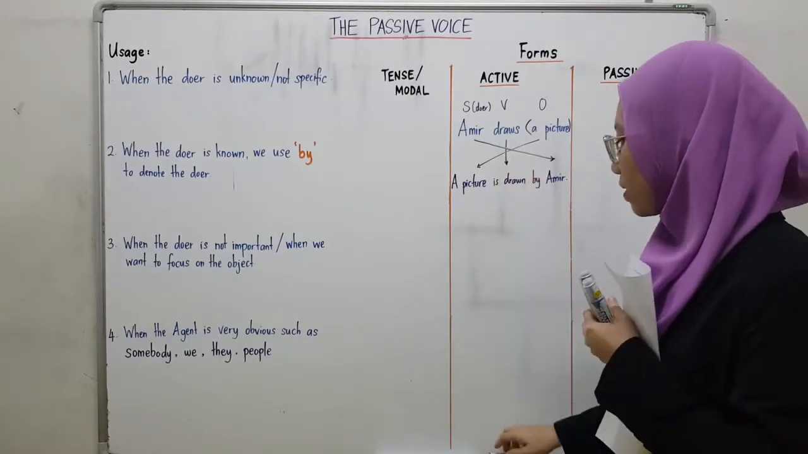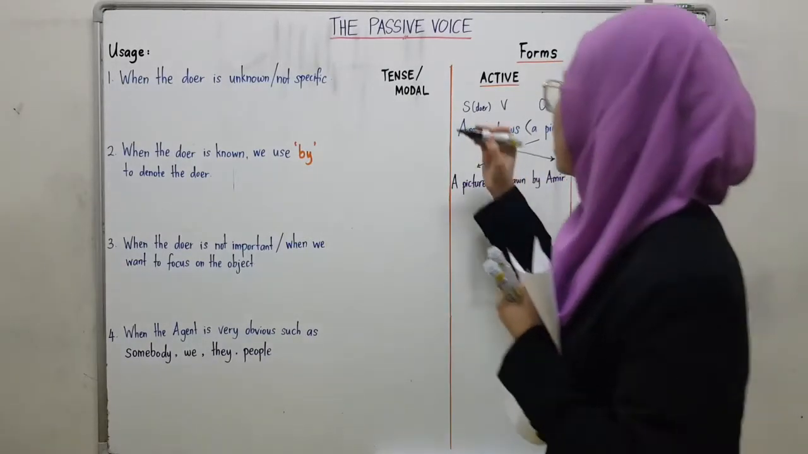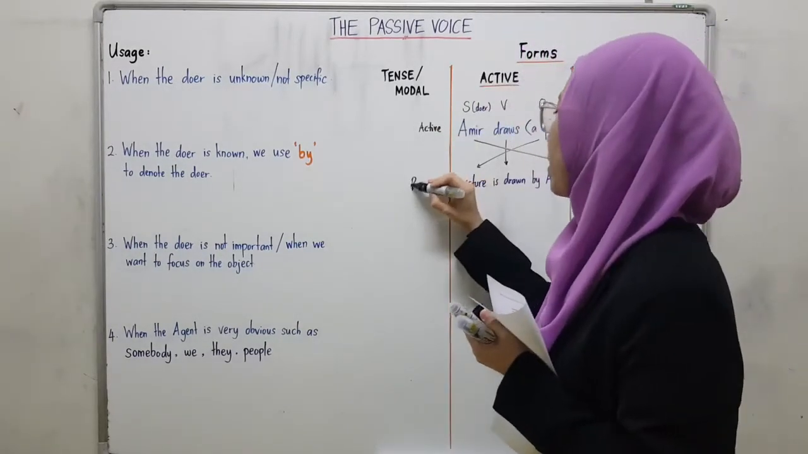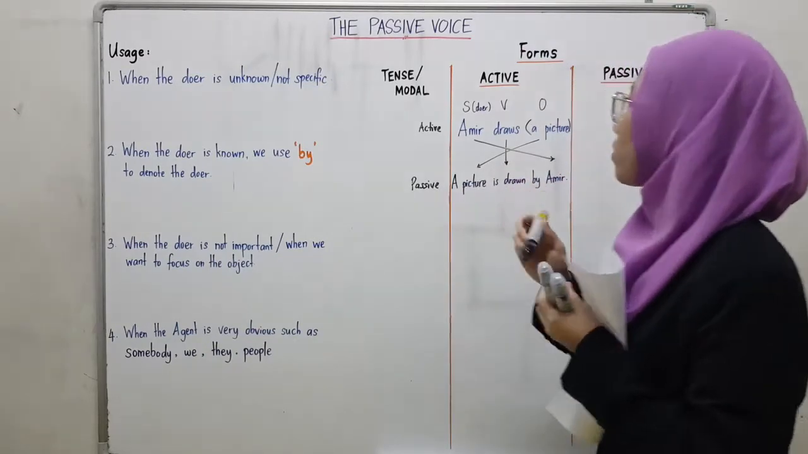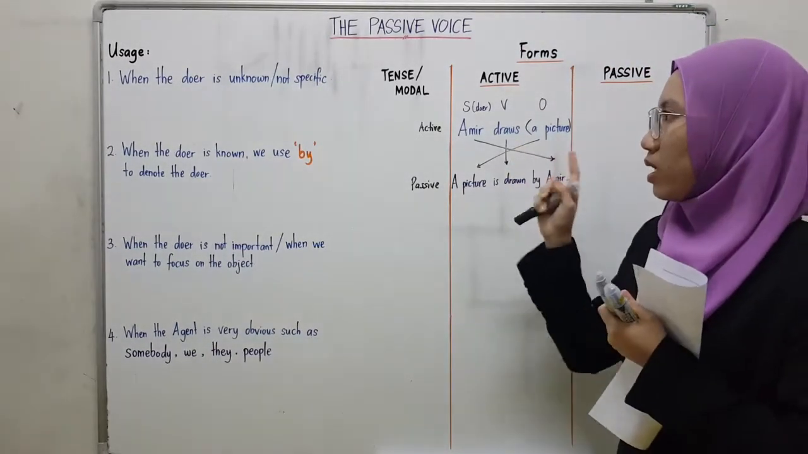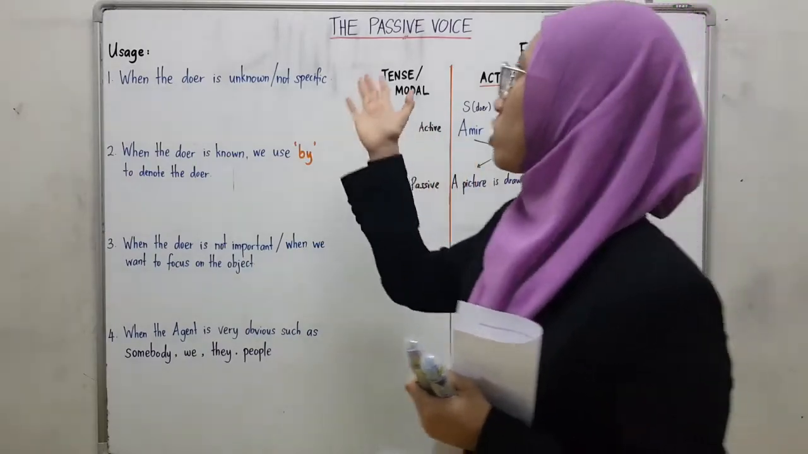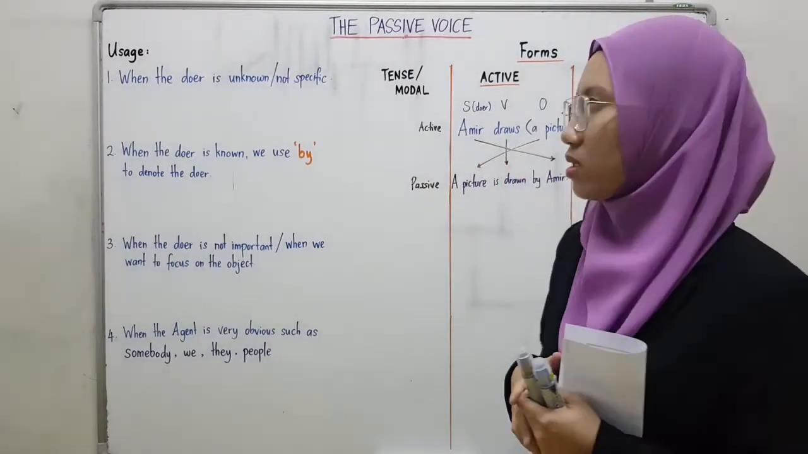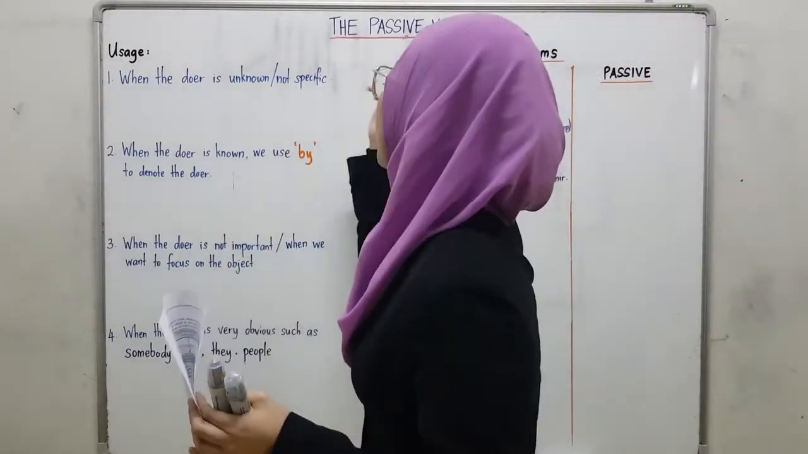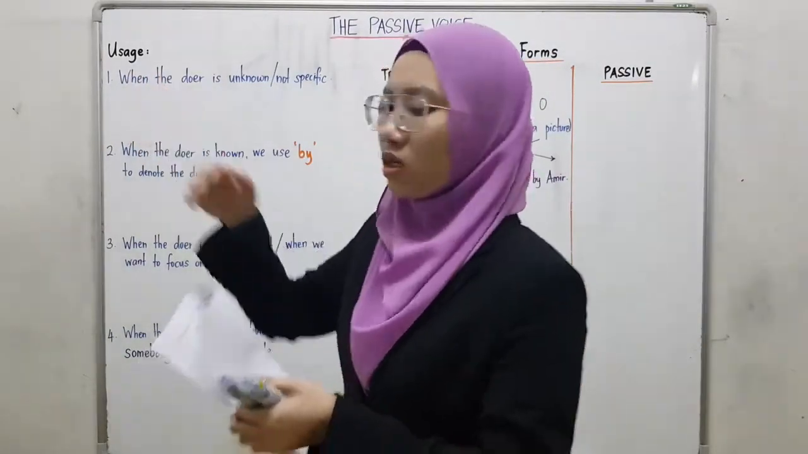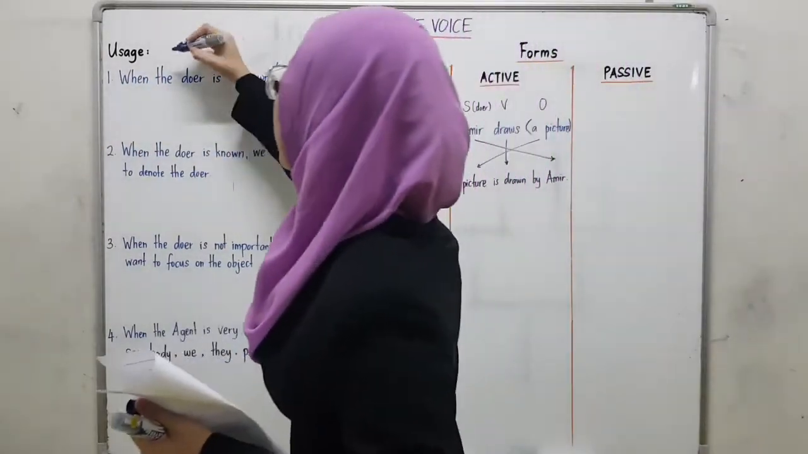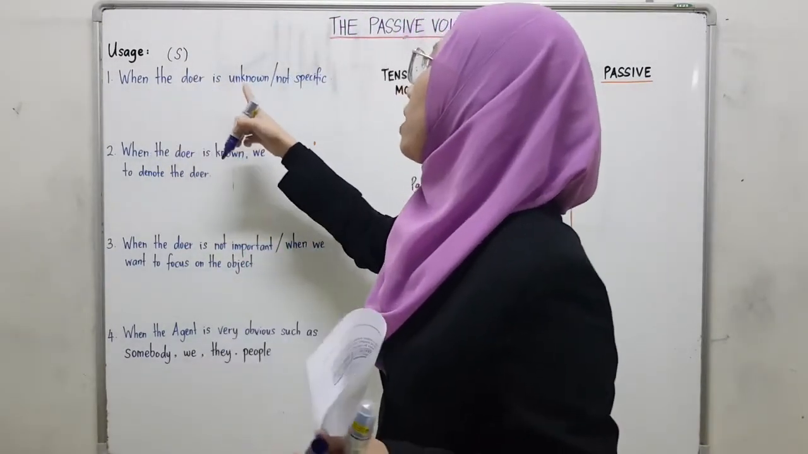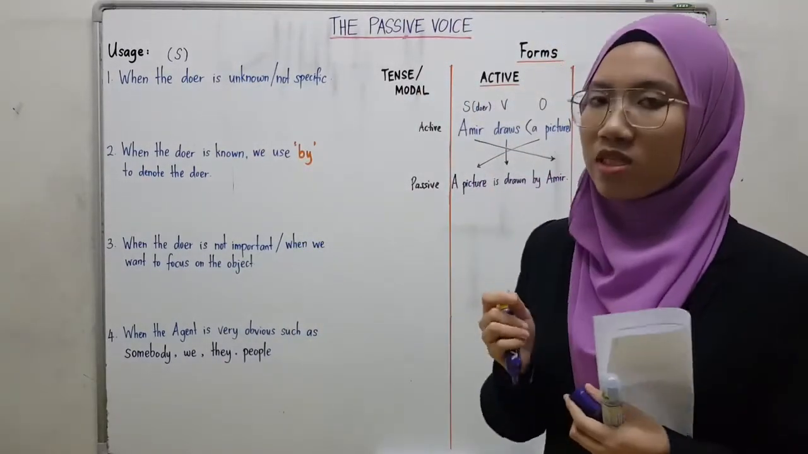So the first one is the active sentence, and second is the passive. Okay, so now we want to look at the usage of passive voice. Kenapa kita nak kena gunakan passive voice or passive sentence? Okay, first we use the passive voice when the doer or the subject is unknown. Okay, remember the doer is the subject. So when the doer is unknown or not specific, we will use the passive voice.